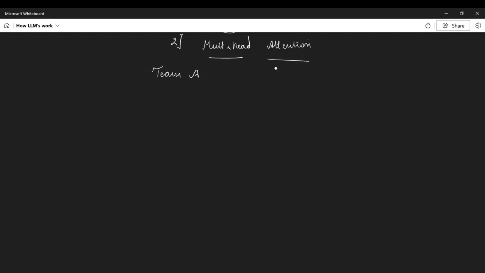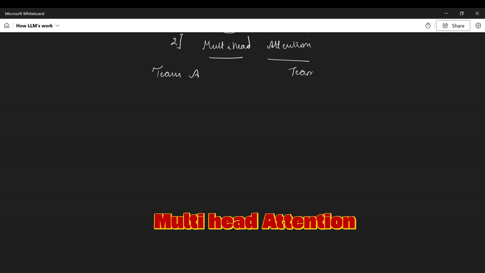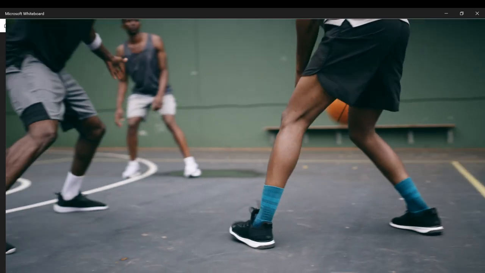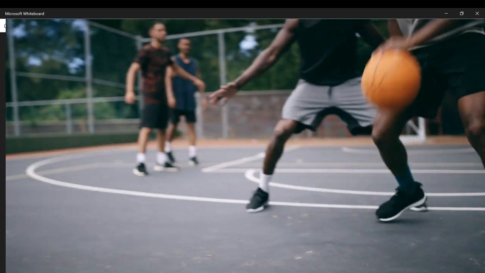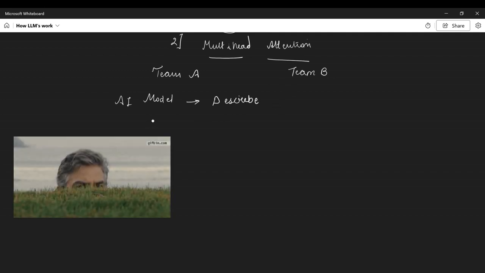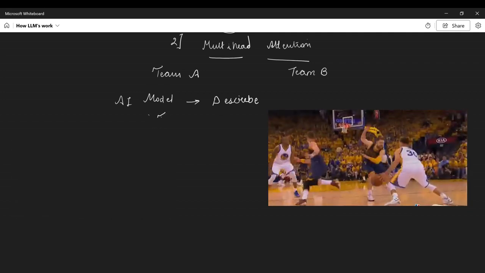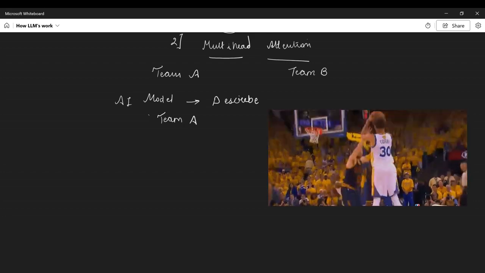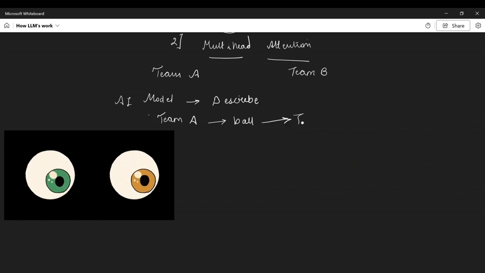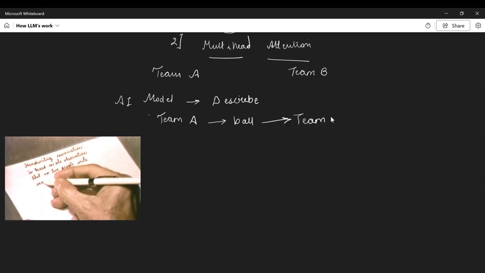Multi head attention. Let's understand this concept with a sports example. Suppose there is team A and team B. And imagine that you're building an AI model that watches the game. It's a basketball game, and the job of this AI model is that it needs to watch this basketball game and describe what is happening.